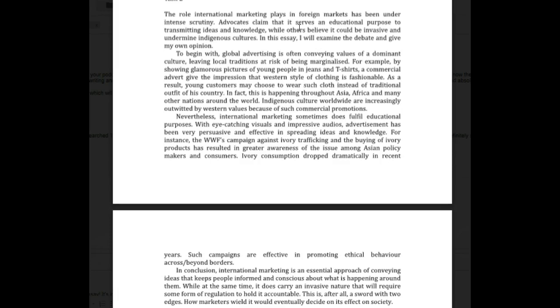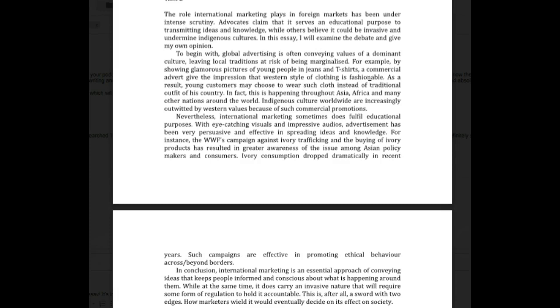To begin with, global advertising. I am not really a huge fan of the present continuous here. I think it should have been present simple. So instead it should say, to begin with, global advertising often conveys values of a dominant culture, leaving local traditions at risk of being marginalized. For example, by showing glamorous pictures of young people in jeans and t-shirts, a commercial advert gives us the impression that Western style of clothing is fashionable. As a result, young customers may choose to wear such clothing or such clothes with an ES instead of the traditional outfit of his country. In fact, this is happening throughout Asia, Africa, and many other nations around the world.